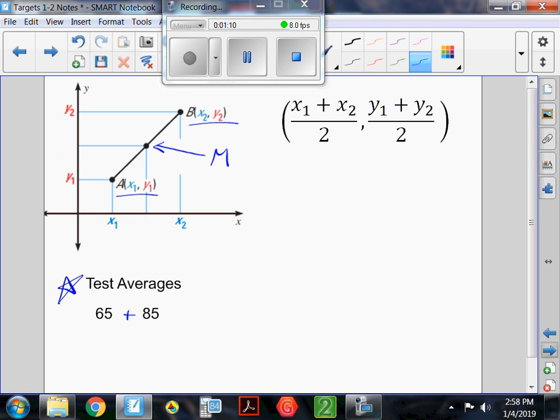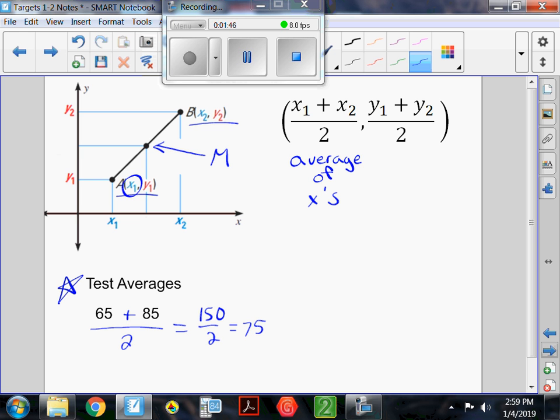Well, what you guys are used to doing is adding those 2 up and dividing by 2, and if you had 3 quizzes, you would add them up and divide by 3. But 65 plus 85 gives you 150, and 150 divided by 2 gives you 75, and so we would say that the 75 is your test average. Anytime you add 2 numbers and divide by 2, you're finding an average of the 2 numbers. Well, that is what the midpoint formula is showing. The x1 plus x2 divided by 2 is showing you the average of the x values.